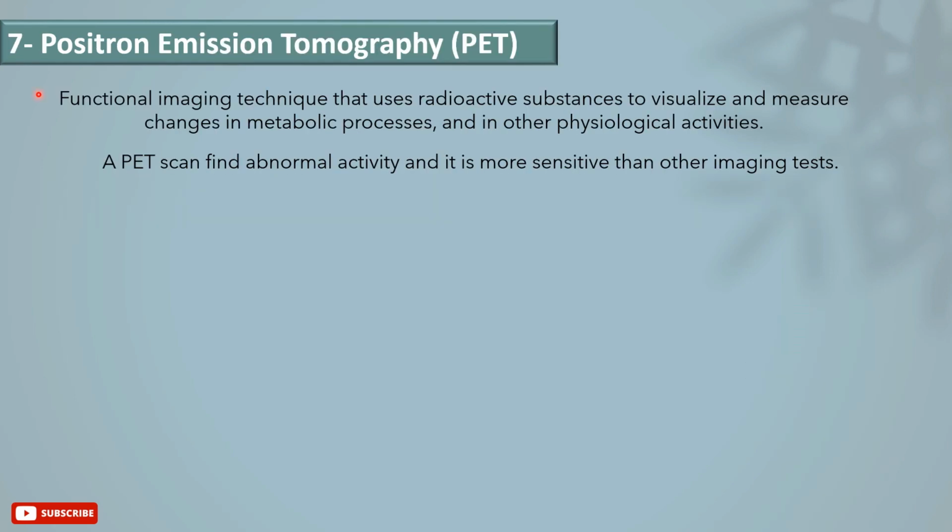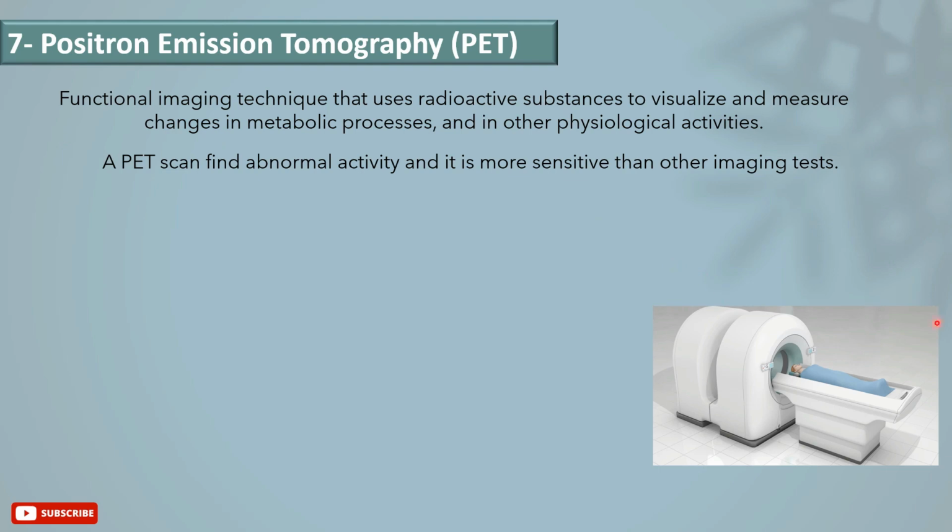Number 7, the positron emission tomography, or the PET. It's a functional imaging technique. It uses radioactive substances that are called radio tracers. These can visualize and measure any changes in the metabolic processes and other physiological activities in the live cells, like the blood flow, the chemical composition, and the absorption of the cells. The PET can scan and find any abnormal activity, and that's what makes it unique, because it's more sensitive than other imaging tests. You can think that it's like the MRI, a functional imaging technique. But the main difference here is that the PET discovers the abnormal activities or the malignant or diseased tissues and cells.